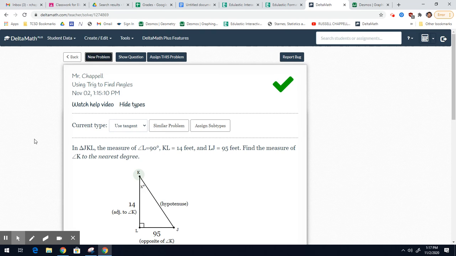All right. So best of luck. Again, this is the most important lesson of trigonometry, so make sure you know what you're doing. And if you have any questions, just ask for help.